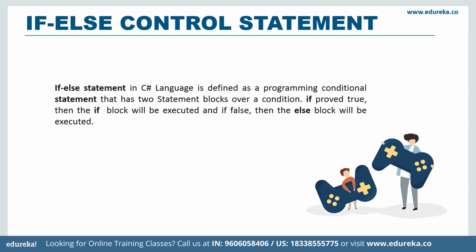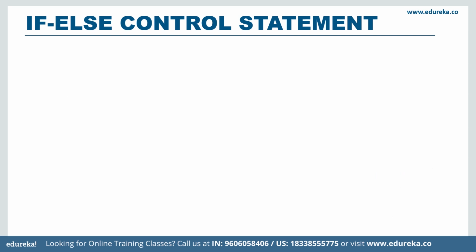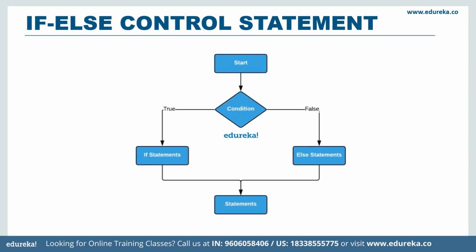Now let's see a flowchart to understand it in a much better way. You can see that the control begins at start, then it encounters a condition. If the condition is true, then the block of statements which are present inside the if block will be executed, and after that the control will be terminated and will jump into the next set of statements followed by the condition. In case the condition happens to be false, then the statements inside the else block will be executed, and followed by that the control exits the condition block and executes the statements which are followed by the condition block. So this is how the if-else control statement works.